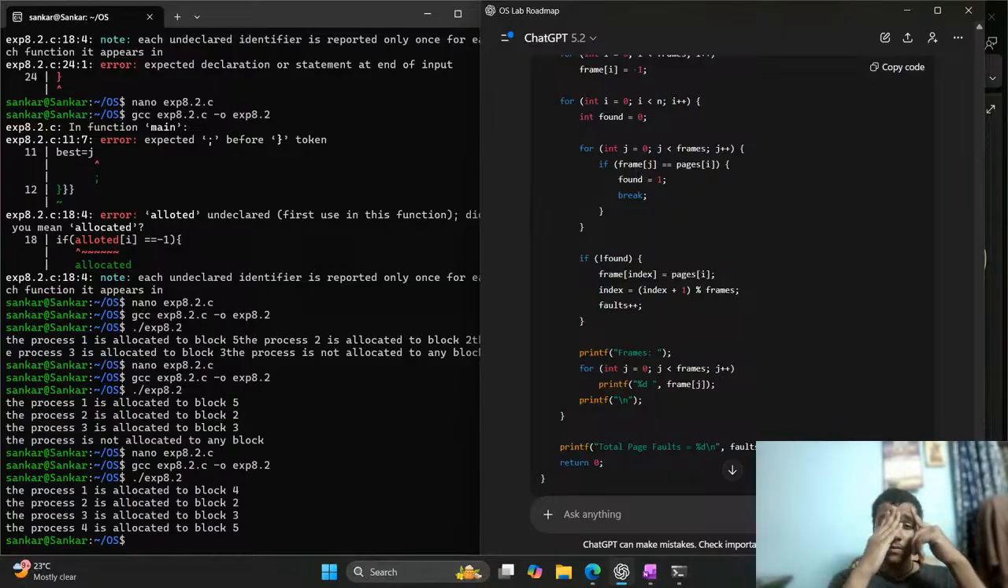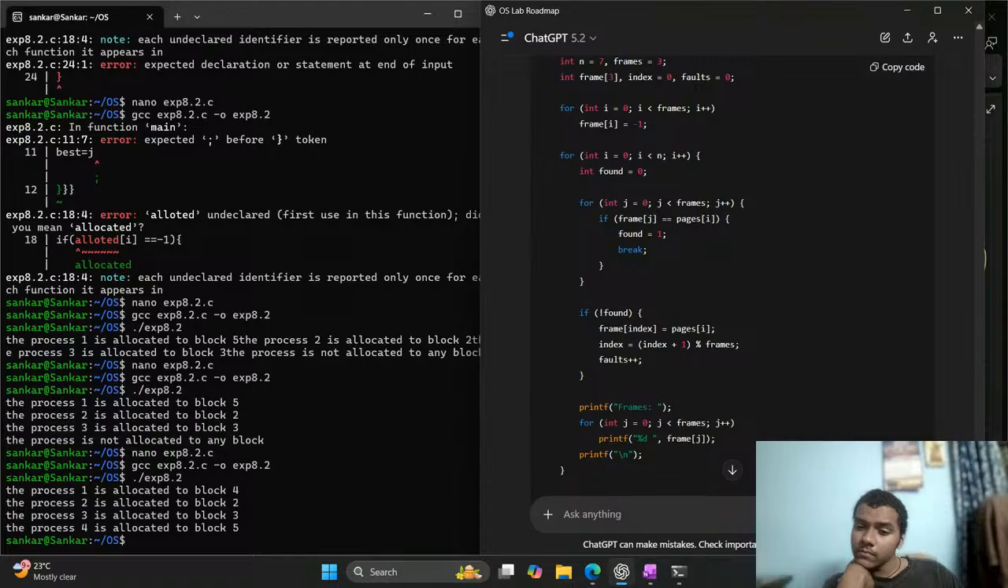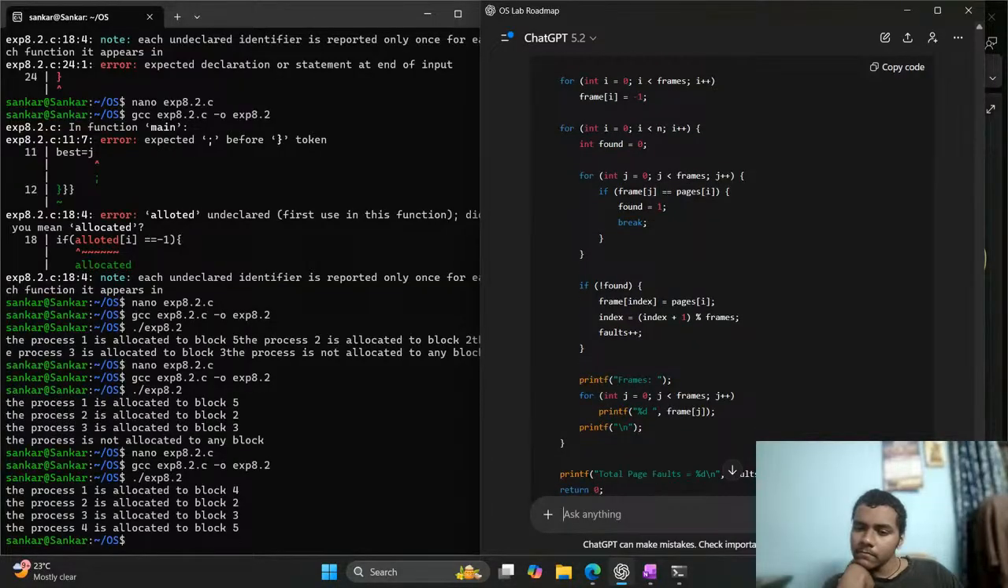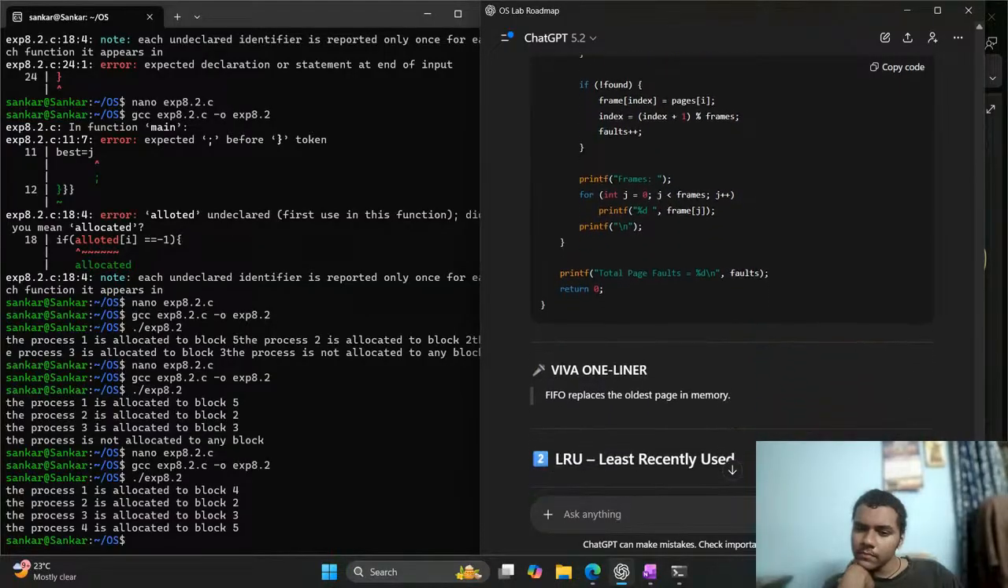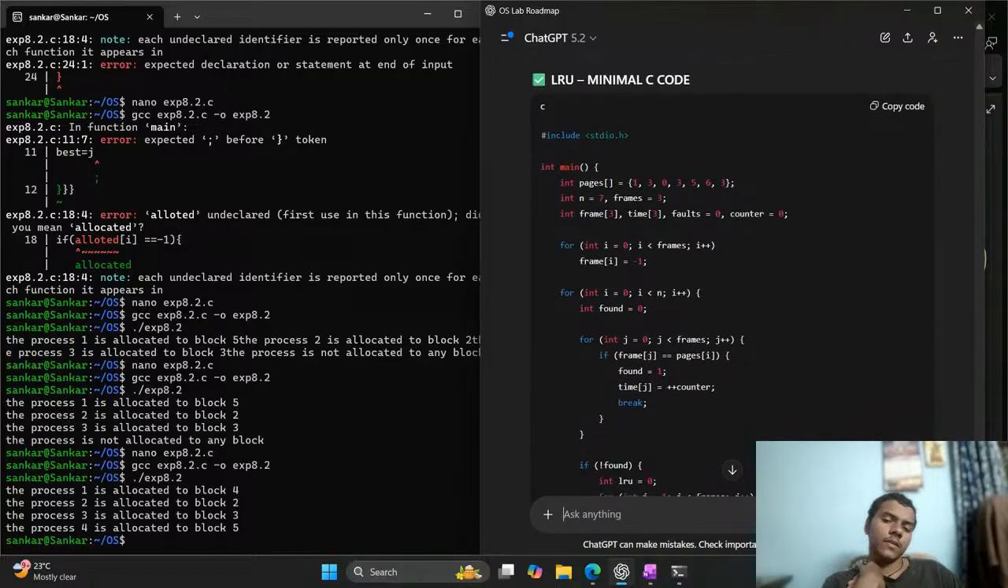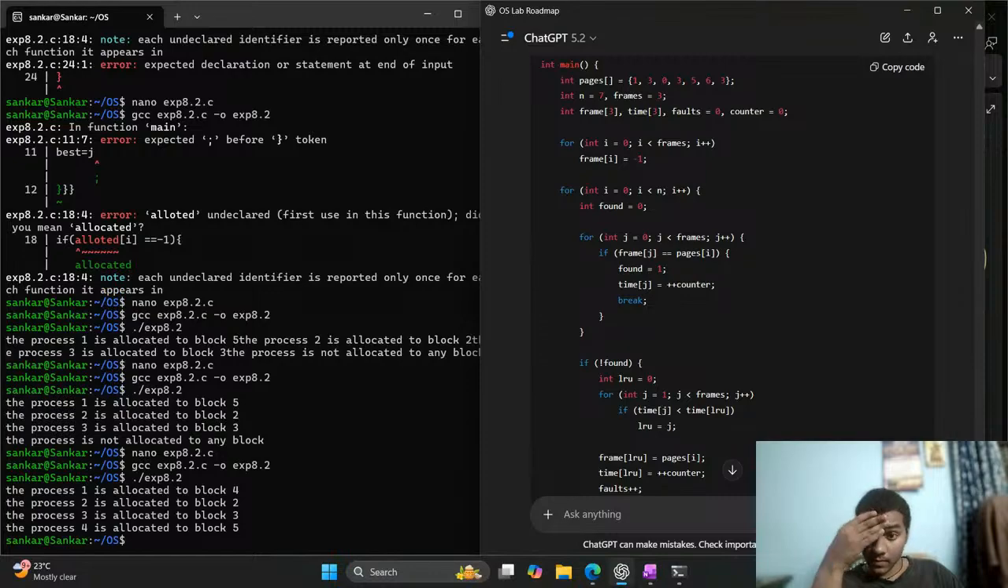Frame of index. Where is the index? Nice. I kind of understand it. Counter.